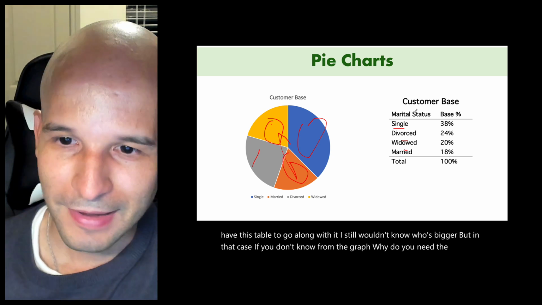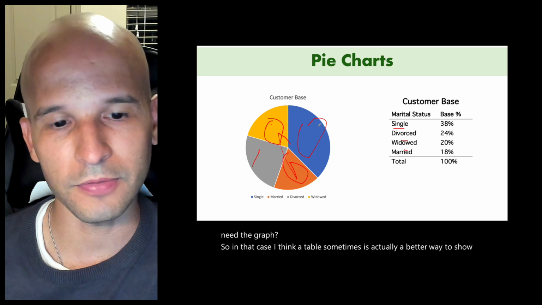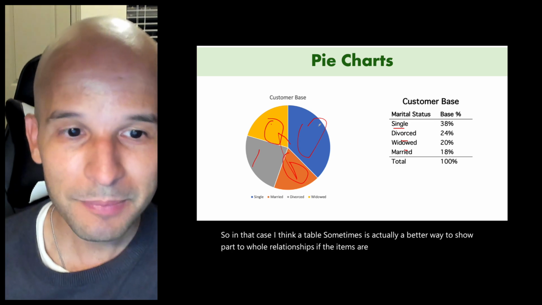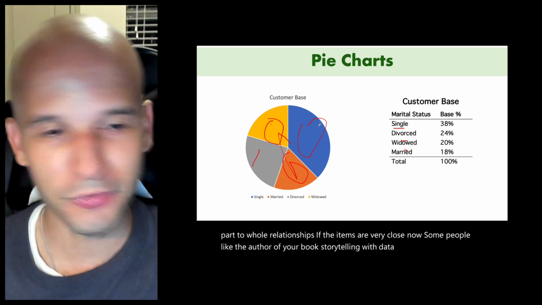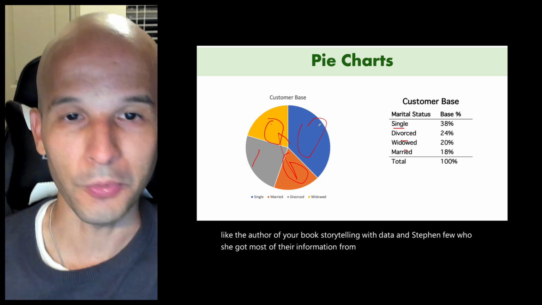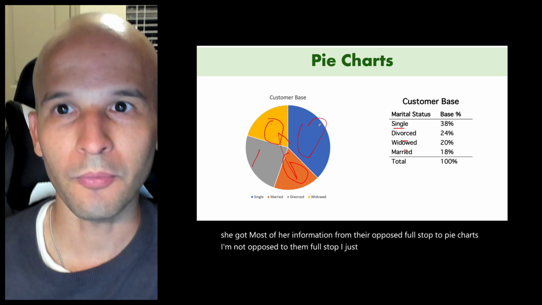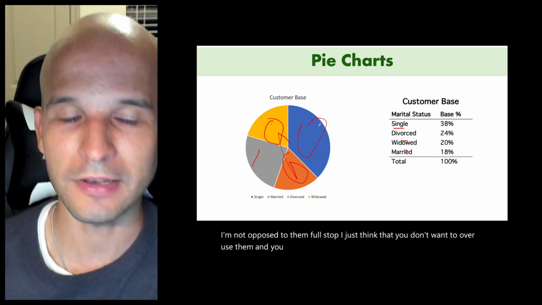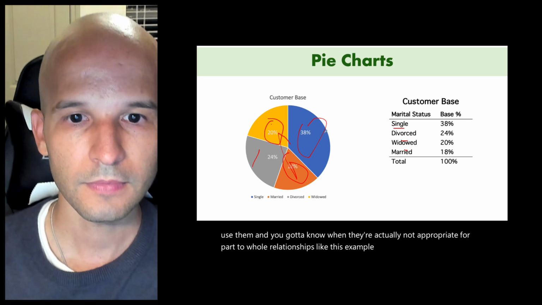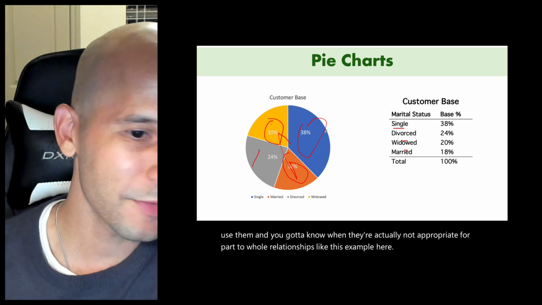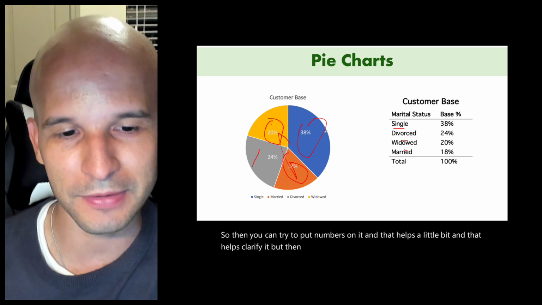So in that case, I think a table sometimes is actually a better way to show part-to-whole relationships if the items are very close. Now, some people, like the author of your book, Storytelling with Data, and Stephen Few, who she got most of her information from, they're opposed full stop to pie charts. I'm not opposed to them full stop. I just think that you don't want to overuse them, and you've got to know when they're not appropriate for part-to-whole relationships, like this example here. So then you can try to put numbers on it, and that helps a little bit, and that helps clarify it. But then at what point are you really graphically displaying anything?